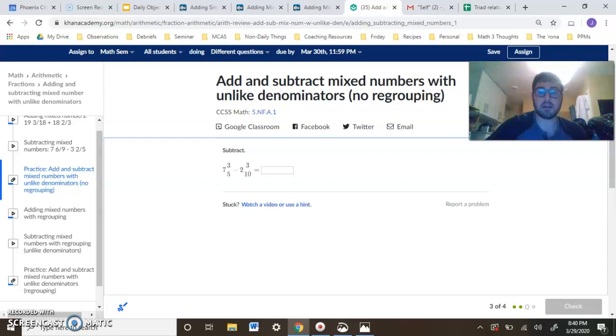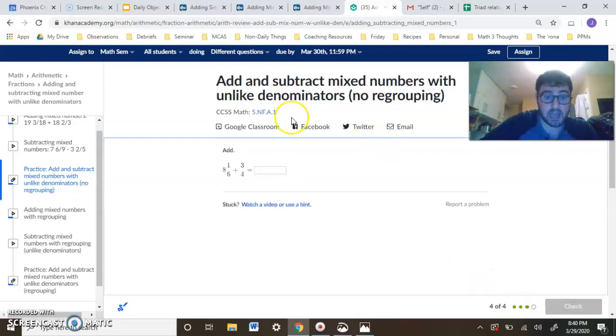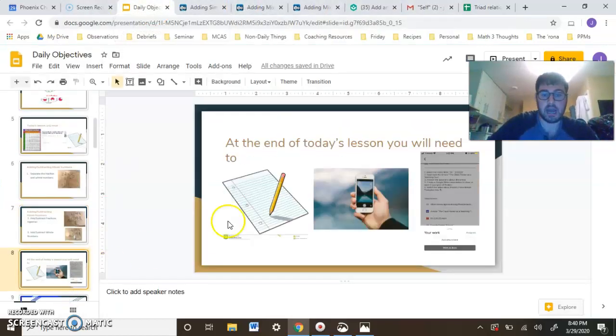I go back here and write in 5 15/50. Excellent. So for the rest of today, I want you to continue to practice this. Continuar a practicar esa. And when you're done, sorry about that, guys, I want you to take a picture of your exit ticket. Remember, your exit ticket is in Google Classroom. Take a picture and submit it. Great job, guys.